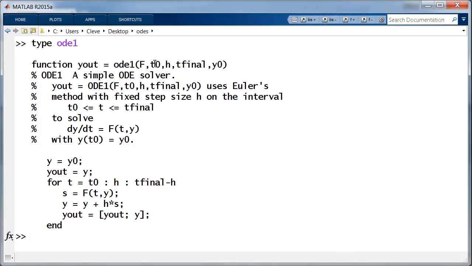The first three define the interval of integration. We're going from t naught in steps of h to t final. The fifth input argument is y naught, the initial value. The output is a vector. Vector y out is the values of the solution at the points in the interval.